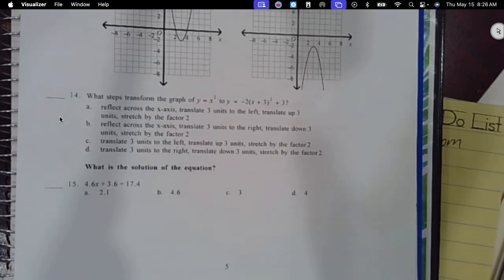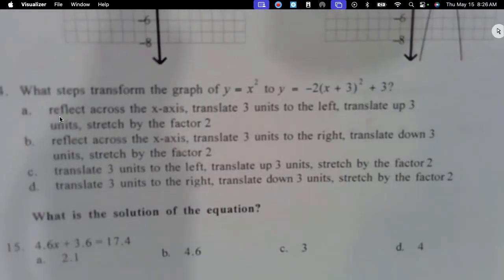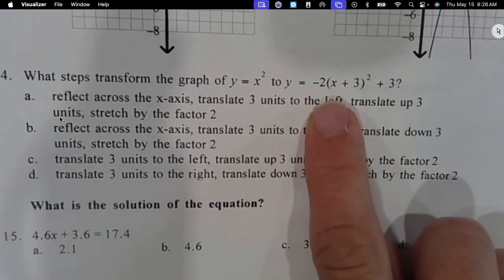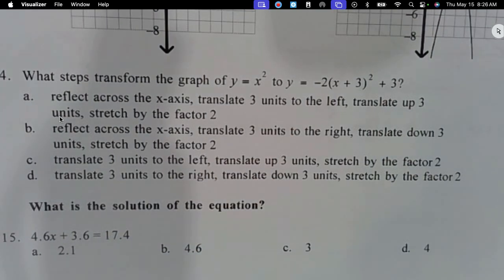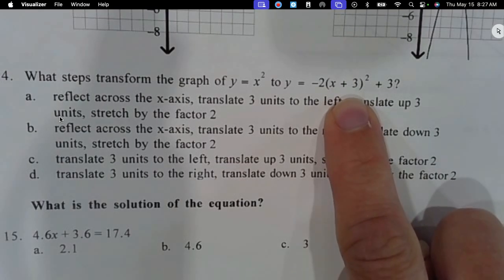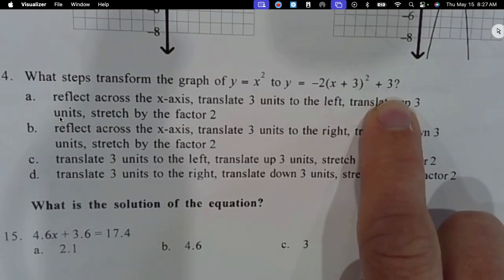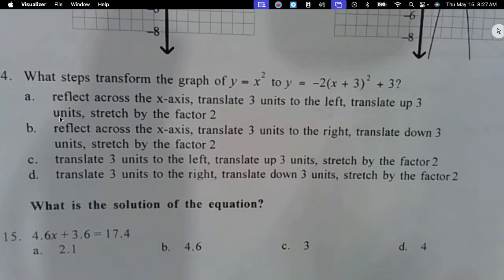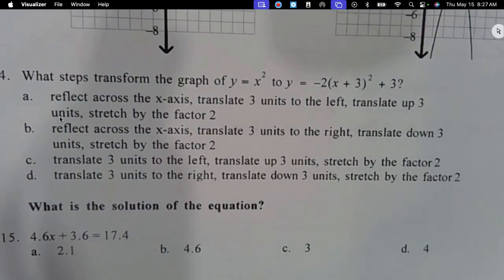Number 14. Same exact question. It just wants it in words. Where does this one move? Well, what does that -2 do? We just said it flips it. I use the word flips. I also use the word reflects. So it reflects it. Where does that +3 go? Left 3. And where does that one go? Up 3. So here's some things that's happened. It's reflected. Okay, I see reflected. We went to the left 3 and up 3.